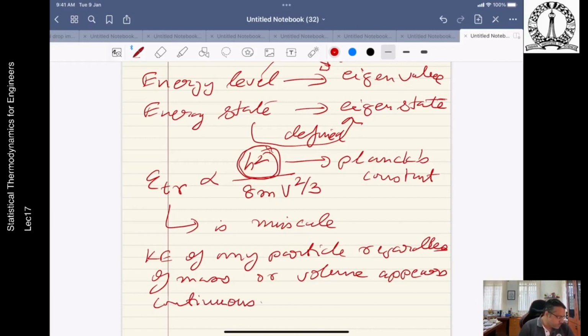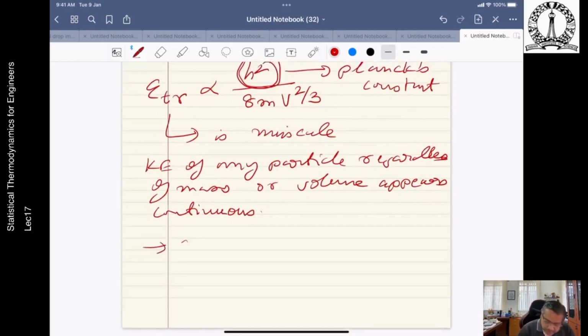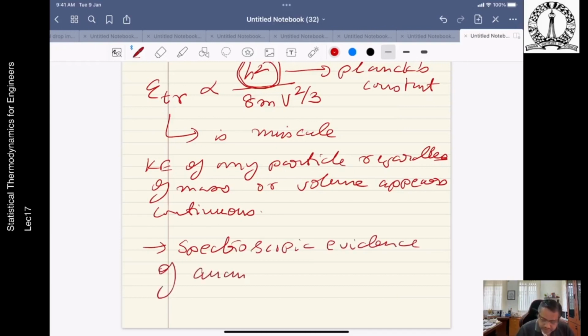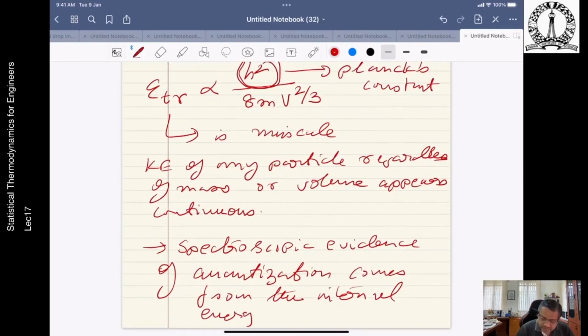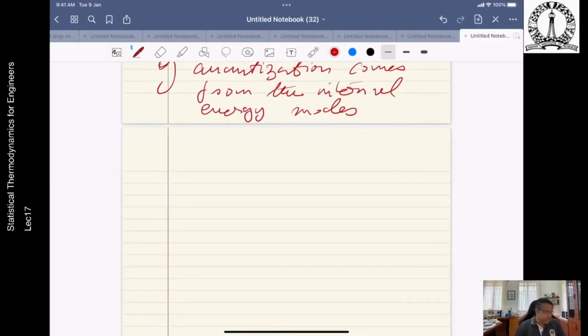So if you are looking for spectroscopic evidence, that means the discreteness of the lines, spectroscopic evidence of quantization comes from the internal energy modes. Internal, this is external, right? Translation, internal energy modes: vibration, rotation, etc. Not through the translation component at all.